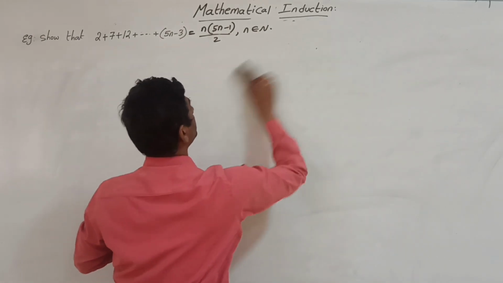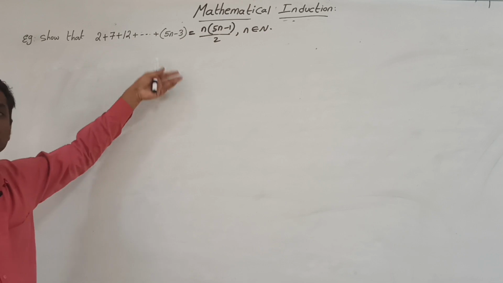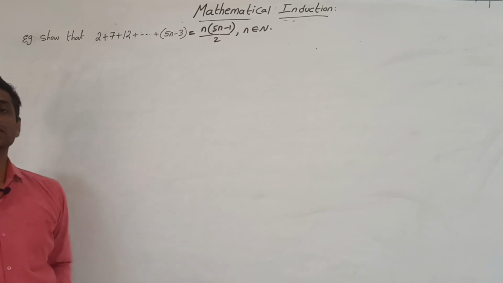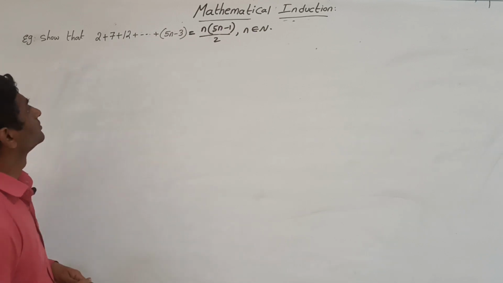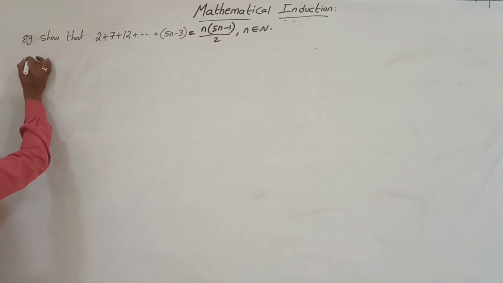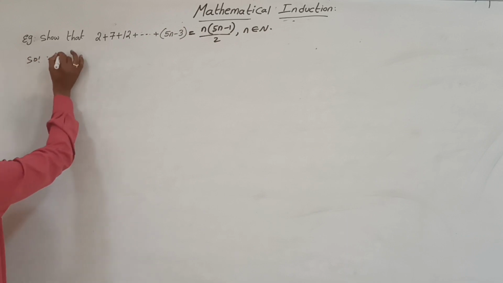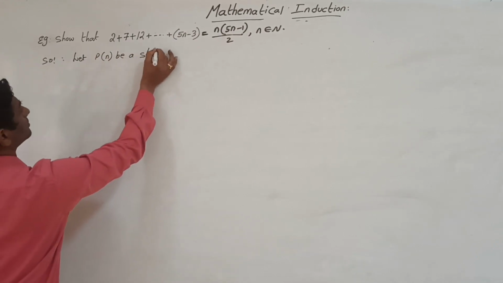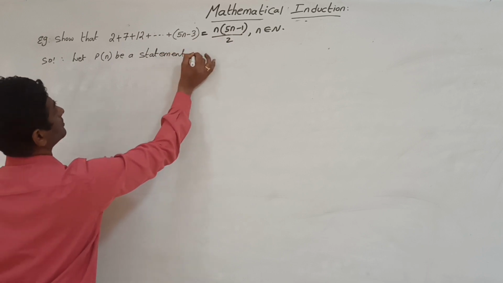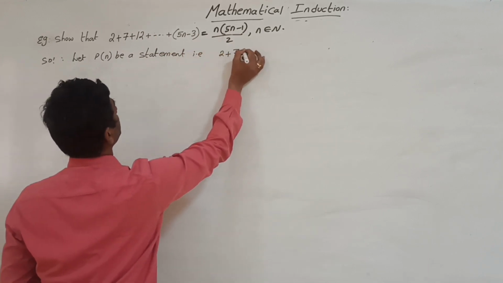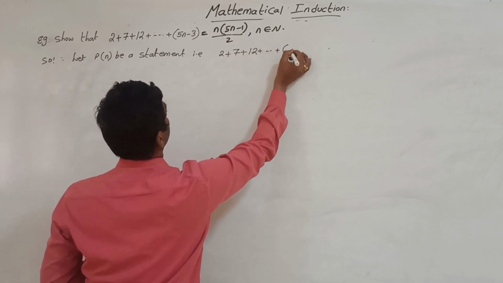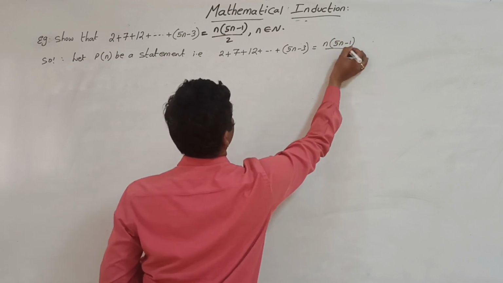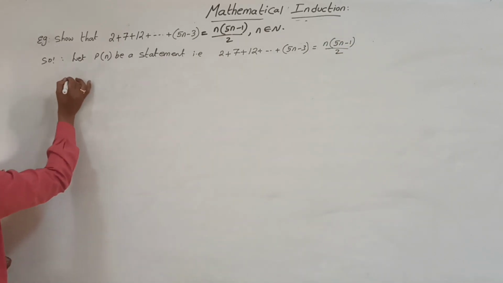Sometimes in the question they may give up to only n terms. First we have to find out what the nth term is, and then we have to simplify and verify whether the given result is true or false. Now we will see this. Let P of n be a statement, that is 2 plus 7 plus 12 plus so on plus 5n minus 3 is equal to n into 5n minus 1 by 2. So basic step.